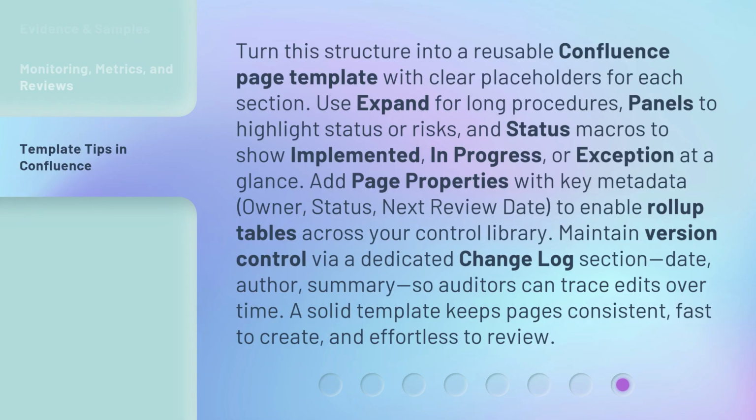Turn this structure into a reusable Confluence page template with clear placeholders for each section. Use Expand for long procedures, panels to highlight status or risks, and status macros to show implemented, in progress, or exception at a glance. Add page properties with key metadata: owner, status, next review date, to enable roll-up tables across your control library. Maintain version control via a dedicated changelog section: date, author, summary, so auditors can trace edits over time. A solid template keeps pages consistent, fast to create, and effortless to review.